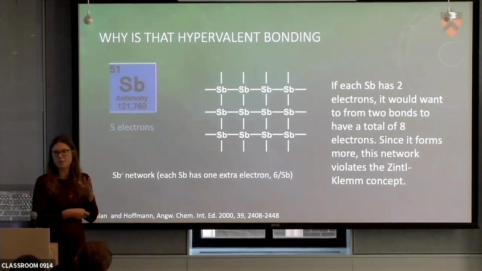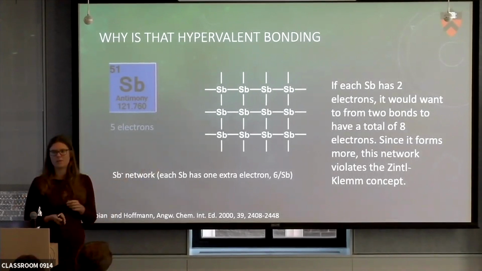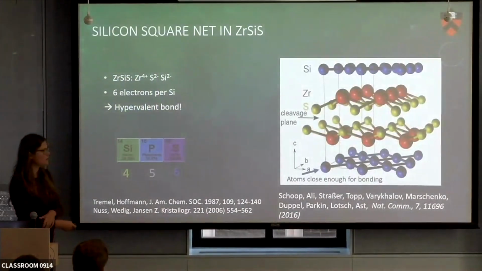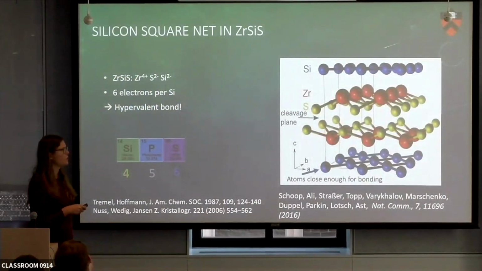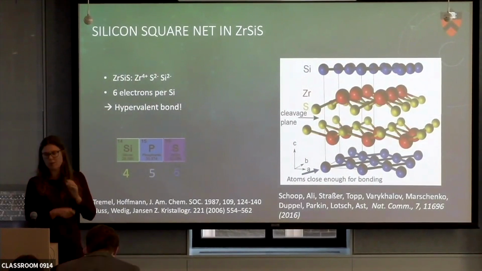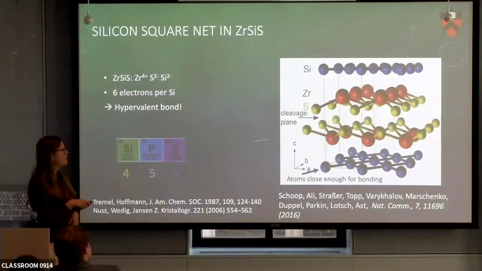So it must use multicenter bonds delocalized over the whole sheet in order to get this into a chemically reasonable bonding sense. And so this model actually then solved the reason for me about a compound I studied some time ago, zirconium silicon sulfide, which has Dirac cones in the band structure, but also has these square nets of silicon.